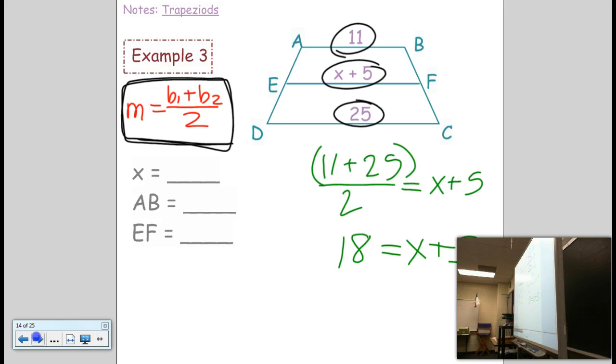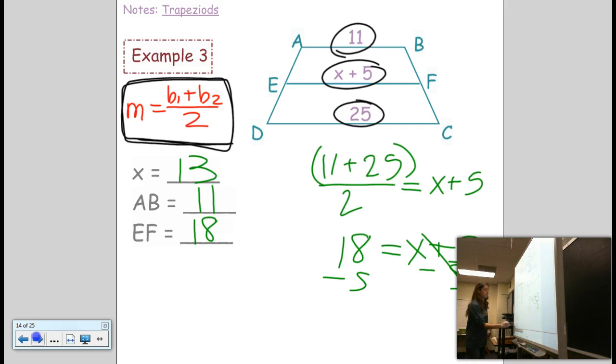Okay, last step of this problem. Julius, how do we solve for x? What's the opposite of plus 5? Minus 5, come on. x equals 18 minus 5? 13. Woo! x equals 13. We already know AB. I gave it to you. It's 11. And then plug 13 in. EF: 13 plus 5. 18. We're back to 18 again. Yeah.